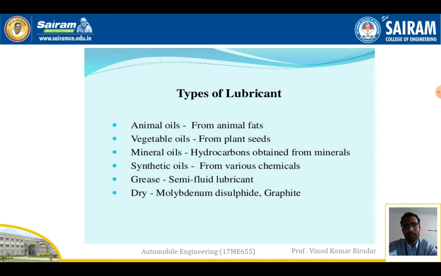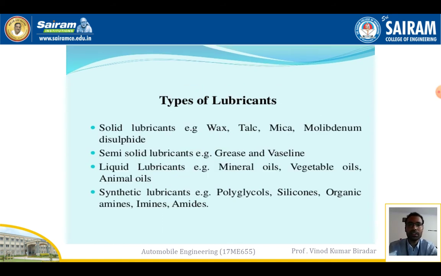Next, what are the different types of lubricants used in normal vehicles? First are animal oils, from animal fats. Vegetable oils are from plant seeds. Mineral oils are hydrocarbons obtained from minerals. Then synthetic oils, grease, and dry lubricants. These are all the different types of lubricants used to reduce friction between the two mating surfaces of an IC engine. Next, what are the different types of lubrication systems?